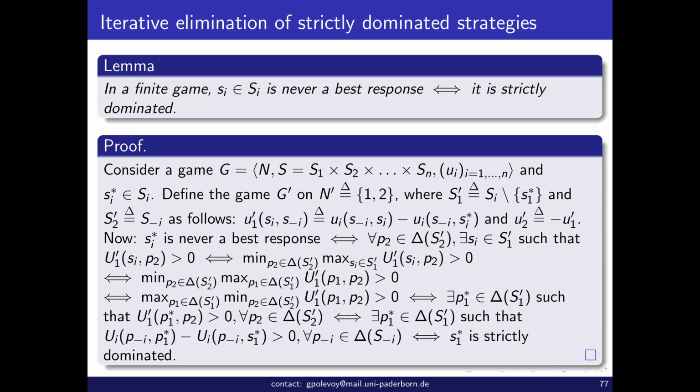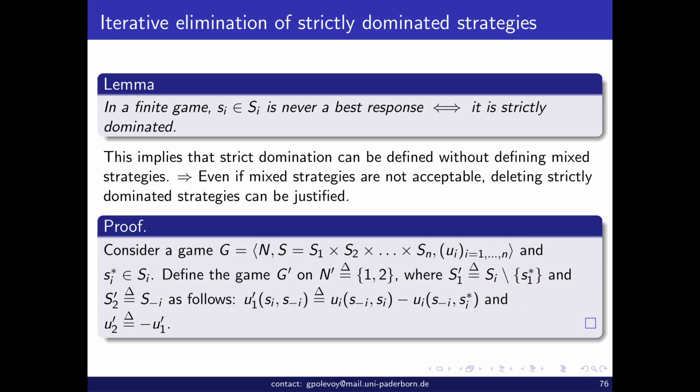So let us just recap. Consider a game and take some strategy of player i, call it Si prime. Now we define an auxiliary game Gi prime on two players. The first player's strategies are the strategies of player i besides Si prime. Si prime, not S1 prime, Si prime. Let me fix that.